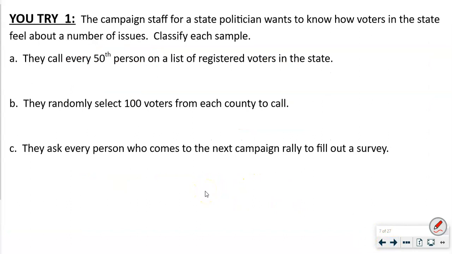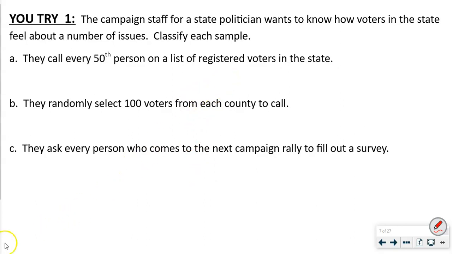So let's see if you guys can do these 3. Actually, we'll do them one at a time. So go ahead and do letter A. It says the campaign staff for a state politician wants to know how voters in the state feel about the number of issues. Classify each sample. The first one says they call every 50th person on a list of registered voters in the state.